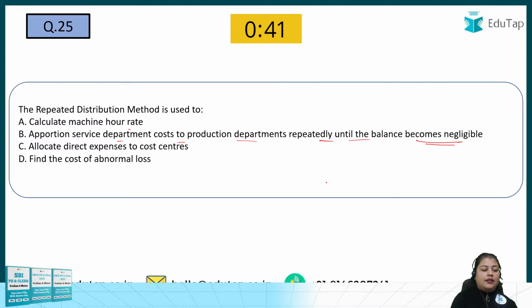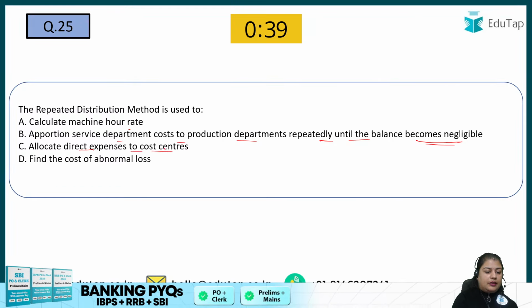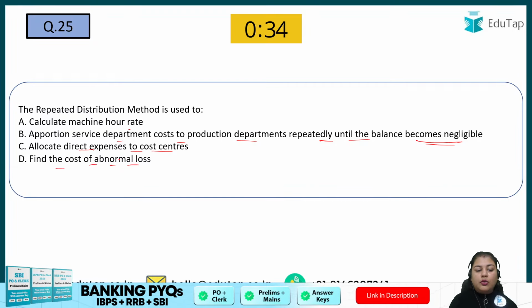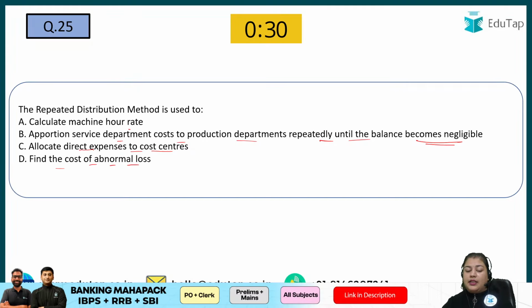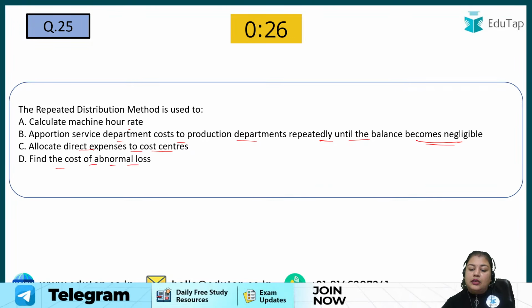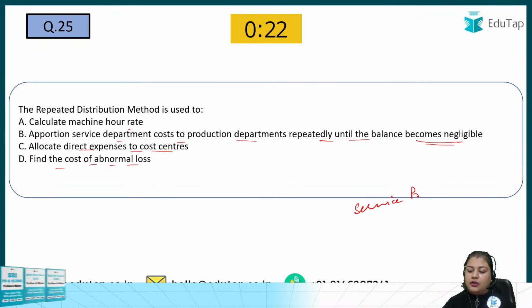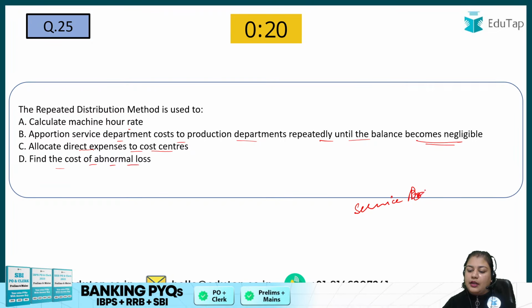Or allocate the direct expenses to cost centers, or D, find out the cost of abnormal loss. So what will be the correct answer? When do we use the repeated distribution method? Basically this is used to reapportion the cost of service department to the production department. We have to reapportion to the production department.